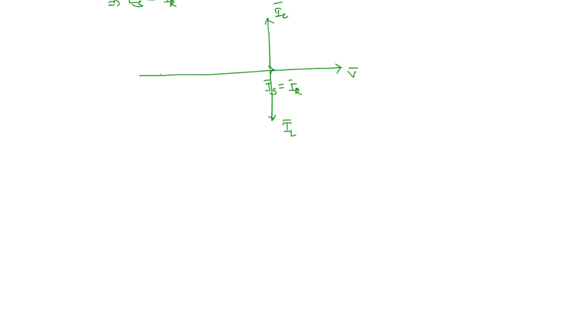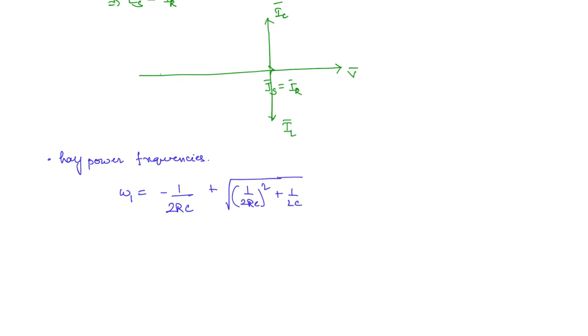Next, half power frequencies. We will not go into the derivation. I will write the final result, but you can try deriving it yourself. So omega 1 you are going to get as minus 1 by 2RC plus root over 1 by 2RC whole square plus 1 by LC. And omega 2 is going to be plus 1 by 2RC plus root over 1 by 2RC whole square plus 1 by LC.